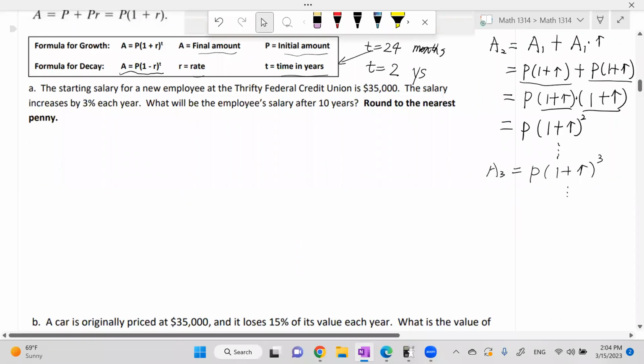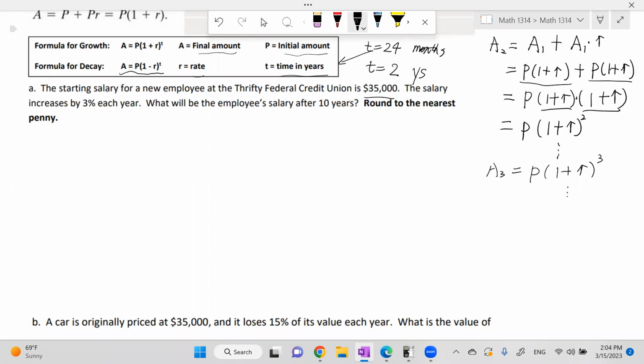The starting salary of a new employee at the Thrifty Federal Credit Union is $35,000. The salary increases by 3% each year. What will be the employee's salary after 10 years? Let's identify what are the A, P, R, and T. There is no A because I'm looking for the A, that's the final amount or future value. P is the initial amount or principal. That's 35,000. And what is the 3%? That's the interest rate.